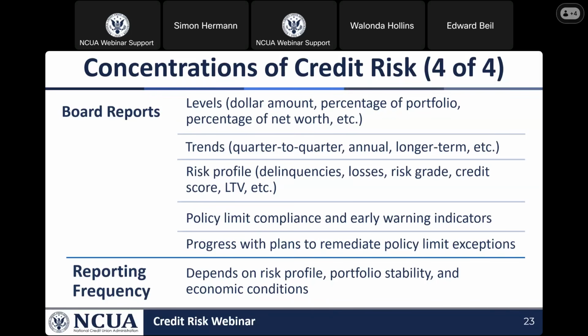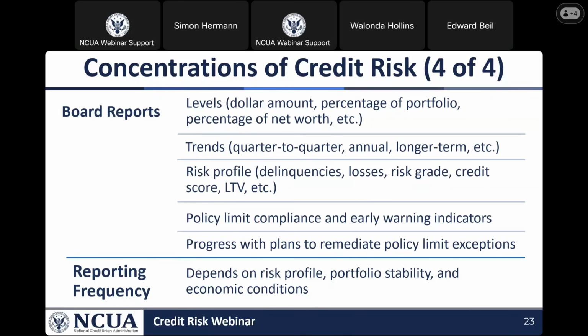While the level of detail in board concentration reports will vary from credit union to credit union, this type of reporting generally addresses, 1, the level and trends of concentrations. Trending information is very important to include because without historical context, the current levels provide less useful or actionable information. 2, the risk profile of the concentrations. This could include information on performance metrics, credit scores, risk grades, or collateral values. The point is ultimately to understand and be able to make informed decisions about risk.